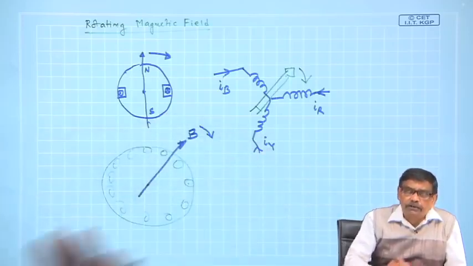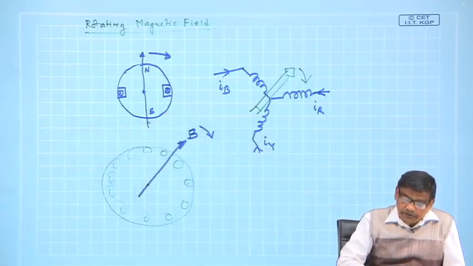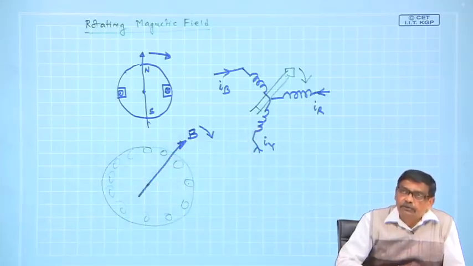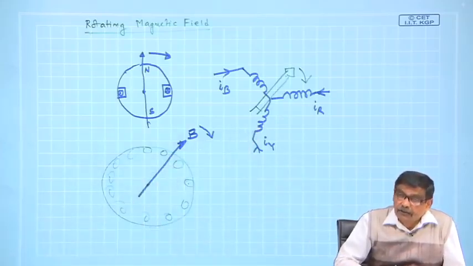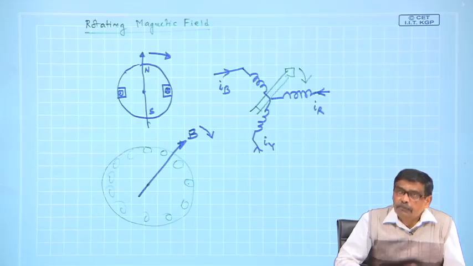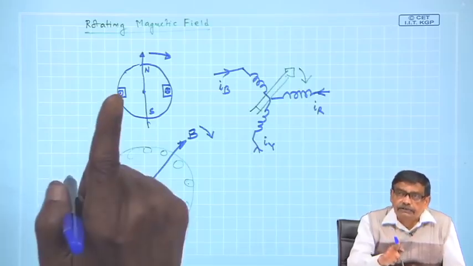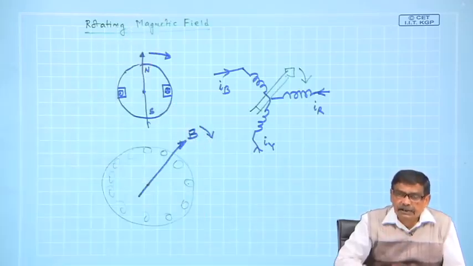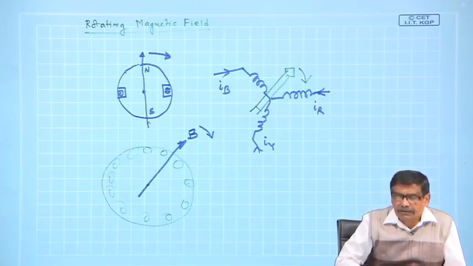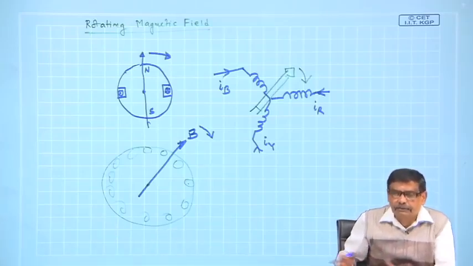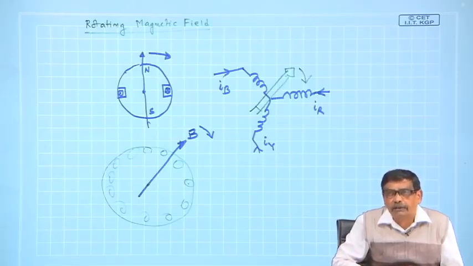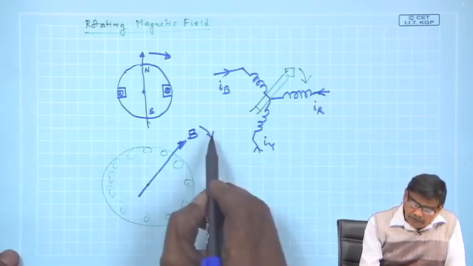Suppose it is moving in the clockwise direction. Now, the big question is what is the speed of this rotating field? Strength of the field we have seen it is constant. How much it is? 3 by 2 into B max. What is B max? B max is the maximum value of flux density of a particular phase when it carries I max current. Each phase carries I max current, but not simultaneously, at regular interval of 120 degree they will carry. Therefore, this is the thing.